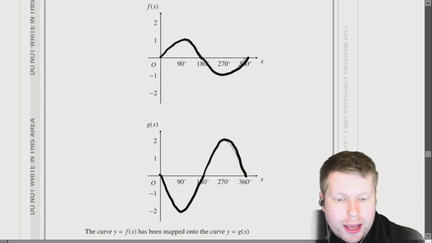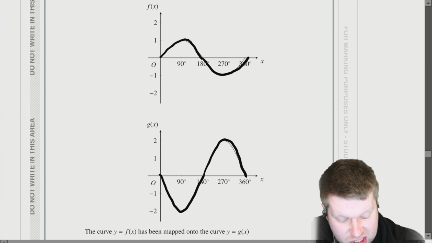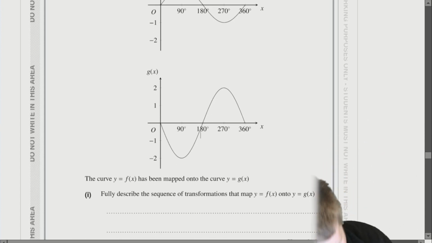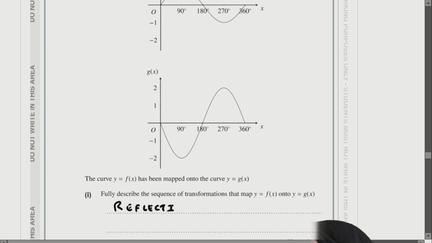So there's clearly been a reflection which happened. Hopefully you realise it's just a reflection in the x-axis. Okay, hopefully that's relatively easy to identify. So reflect in the x-axis. And there's one mark there.